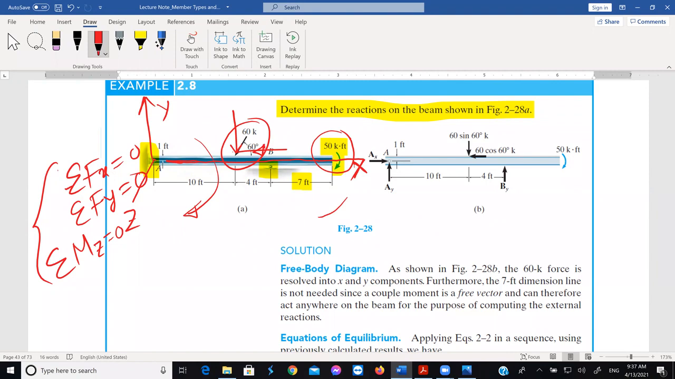These two forces cannot create any rotation about the x axis, nor can they about the y axis. So the rotation will be about the axis perpendicular to the board, that means the z axis. So the summation of moment about A or the summation of moment about support B will be about the z axis.